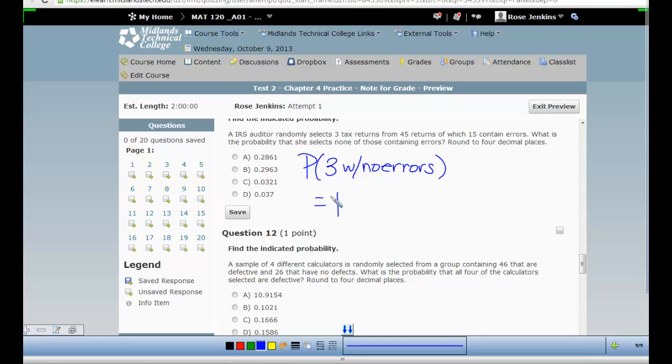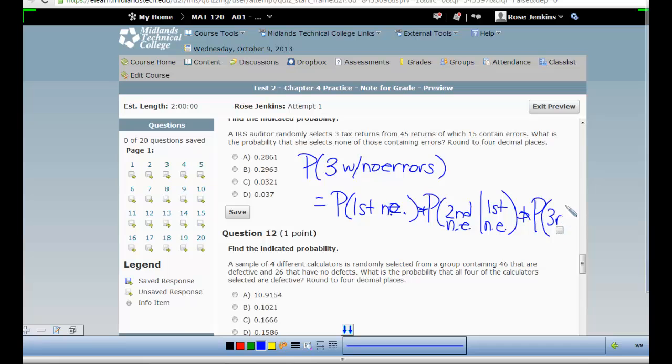So this is going to equal the probability that the first is no error. I'm going to call that NE. Times the probability that the second is no error, given that the first was no error. This is what we call conditional probability. Times the probability that the third is no error, given that the first and second were no error. Okay, so the probability that the first one is no error is what?